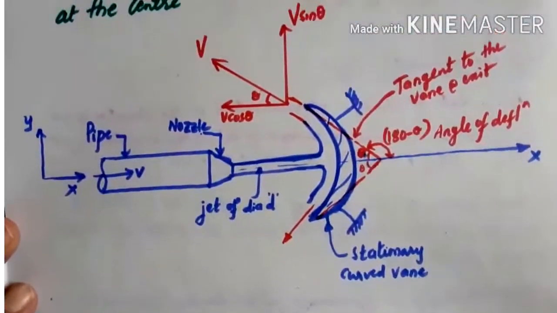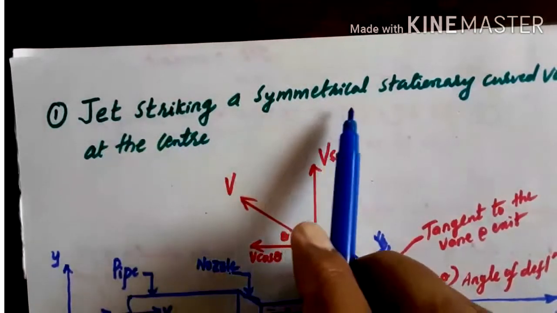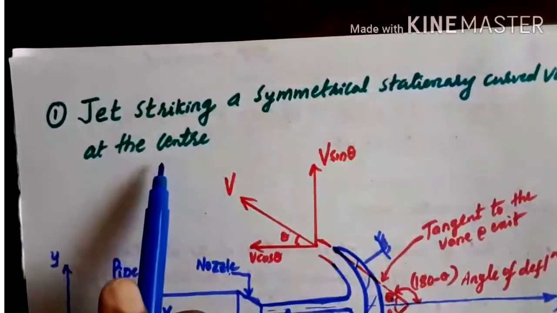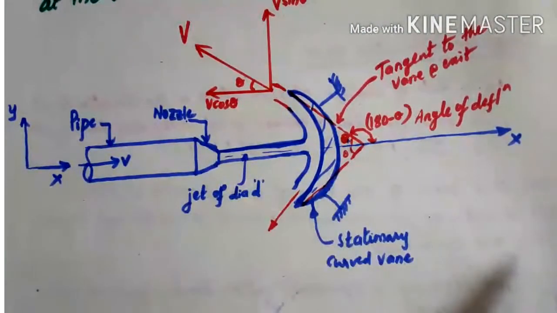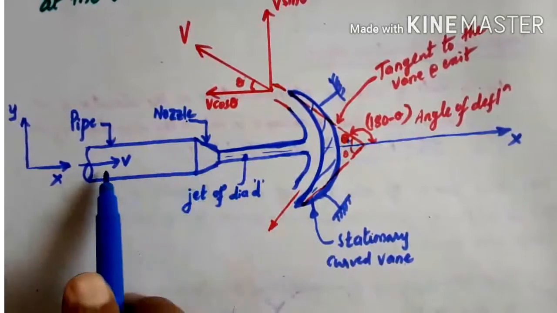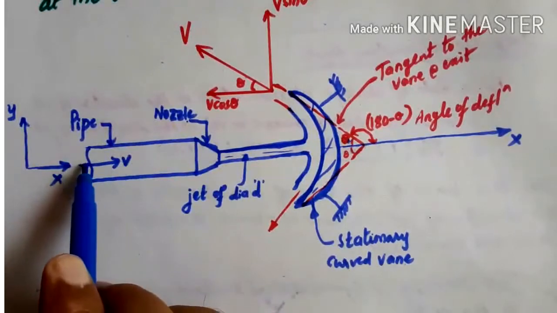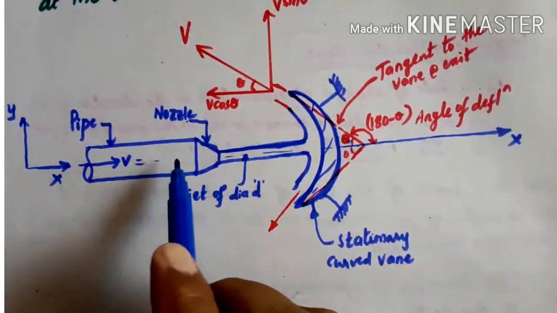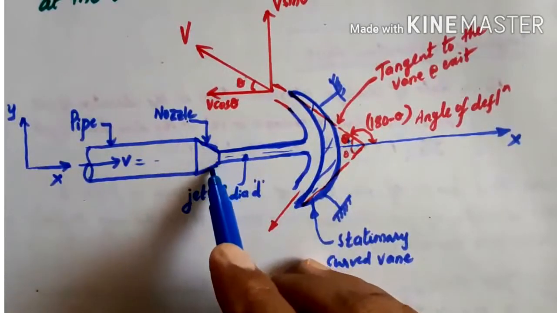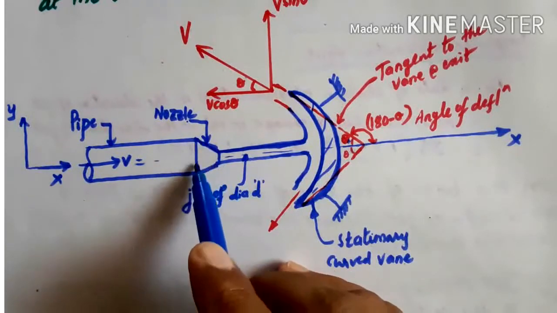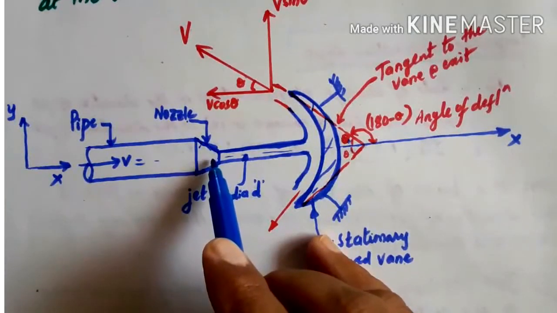In the first case, I am considering the jet striking a symmetrical stationary curved vane at the center. Consider a jet of water. Here, this is the pipe, and the water is flowing through this pipe. A nozzle is fitted at the end of the pipe. A nozzle is a gradual reduction in cross-sectional area. The purpose of fitting a nozzle is to increase the kinetic energy of the liquid.